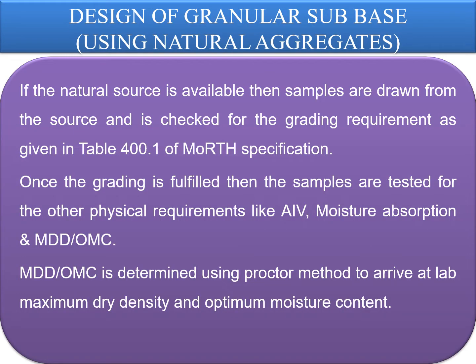When you are using a natural material, where the natural source is available, the samples are directly drawn from the source and checked for the grading requirement, as given in Table 400.1 of the MORTH specification. Once the grading is fulfilled, the other physical properties are checked, like AIV, moisture absorption, and then the Proctor values. Proctor value is determined to get the MDD and OMC of the GSB material thus formed and is utilized to get the percentage compaction in the field.